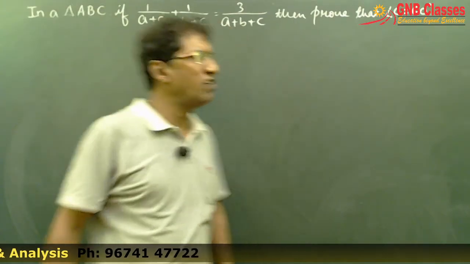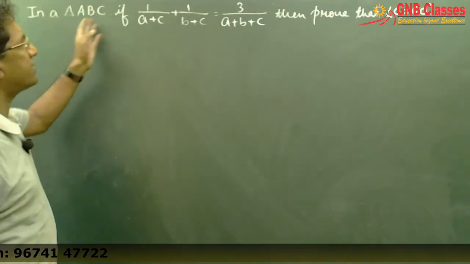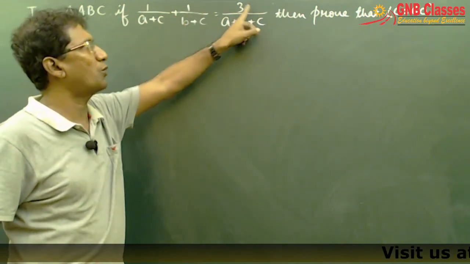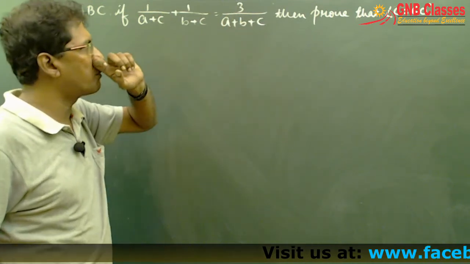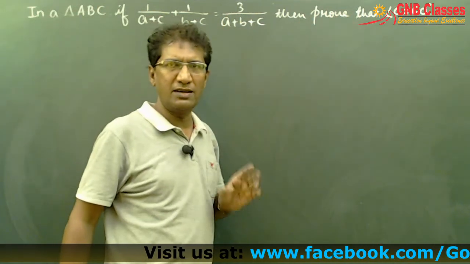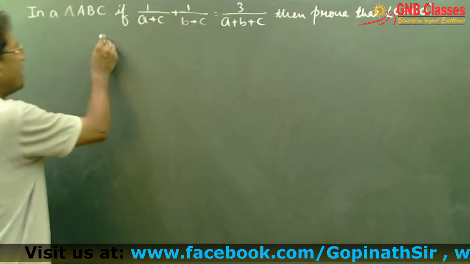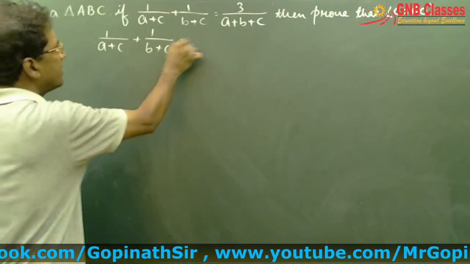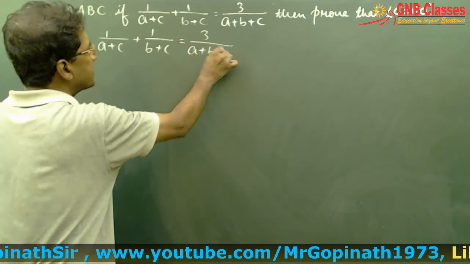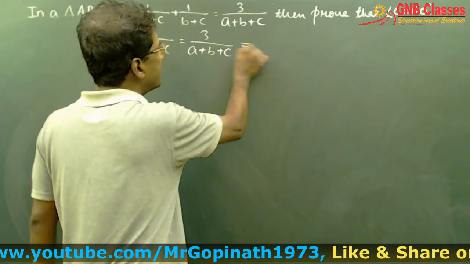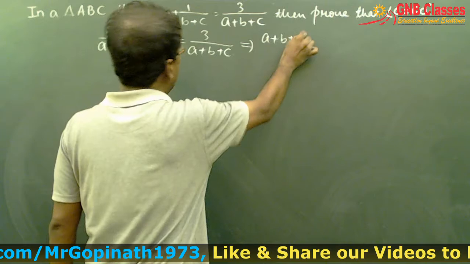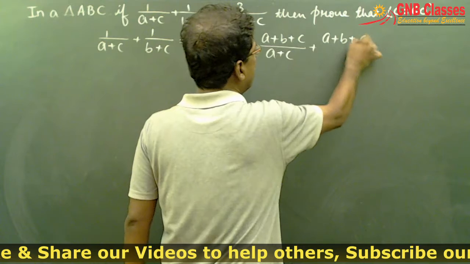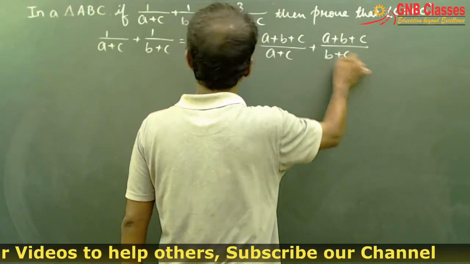So in the second problem, we have been given that in any triangle ABC, if 1 by (A plus C) plus 1 by (B plus C) equals 3 by (A plus B plus C), then prove that angle C is nothing but 60 degrees. So we have been given 1 by (A plus C) plus 1 by (B plus C) is equal to 3 by (A plus B plus C). Now I'm cross multiplying this, so we are going to get (A plus B plus C) by (A plus C), (A plus B plus C) divided by (B plus C) is equal to 3.